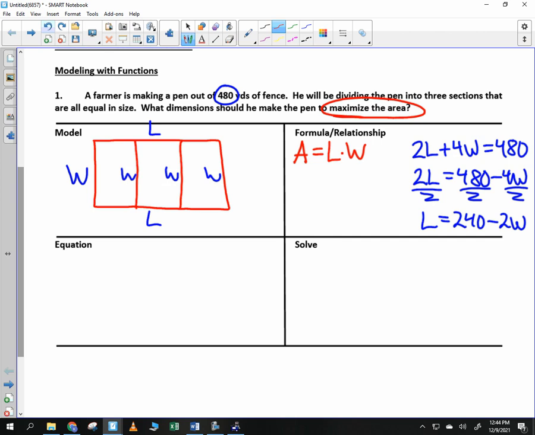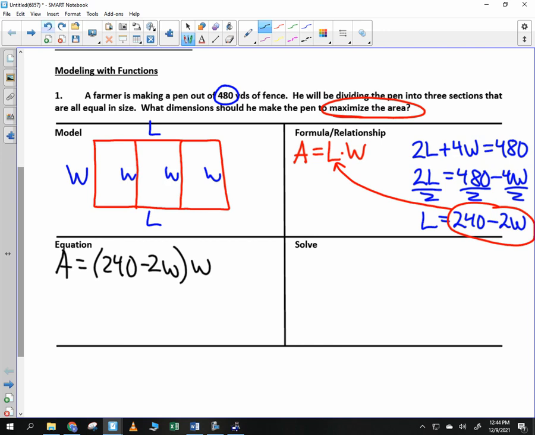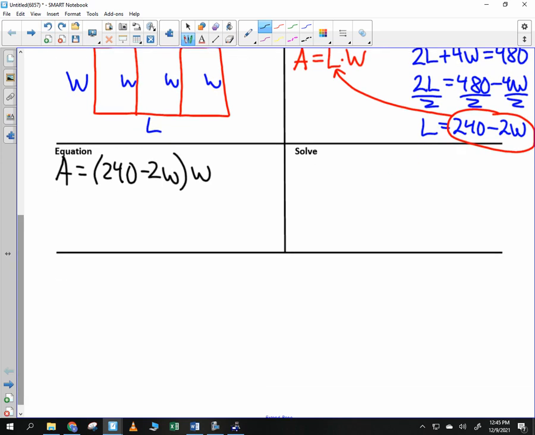Notice how I came up with the L equals expression. I can now substitute that in for L. So this is where the magic happens. This is the most difficult box for everybody to figure out. That's kind of what it was when we were doing related rates as well, wasn't it? So what I have now is an equation. Area is equal to, instead of L, I write (240 minus 2W) times W. And if I distribute that W, I have area is equal to 240W minus 2W squared.